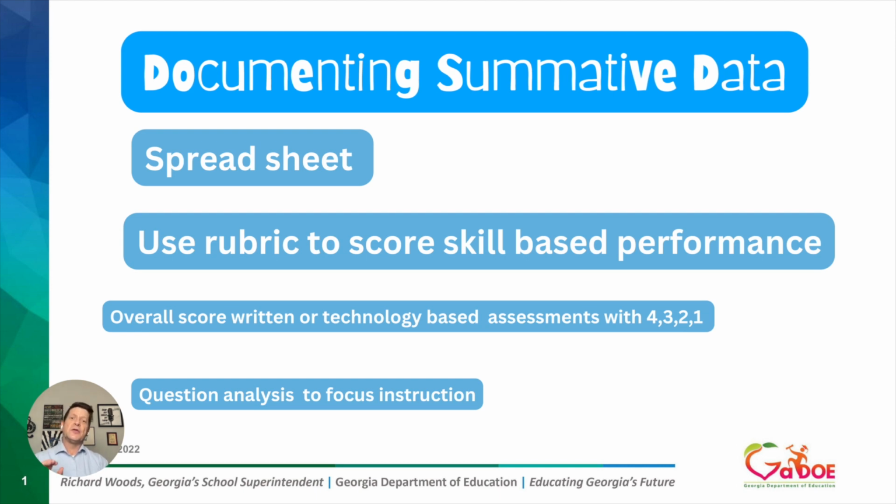You want to use your rubric to score your skill-based performances. So whenever your students are performing Mary Had a Little Lamb or singing whatever song that it is for you, or in the upper grades, if they're performing a scale for you, or whether they're creating a video about a specific classical composer, use a rubric and then use that total rubric score and move that into your Excel spreadsheet.